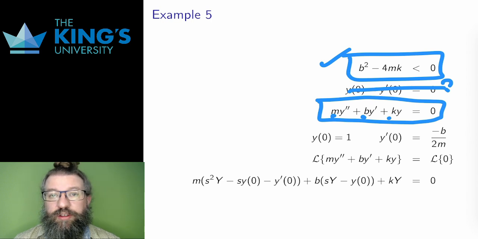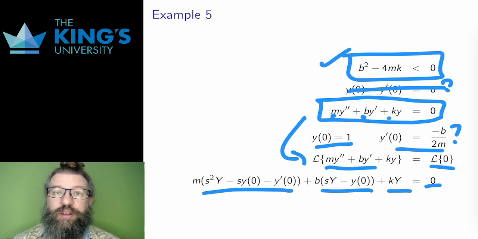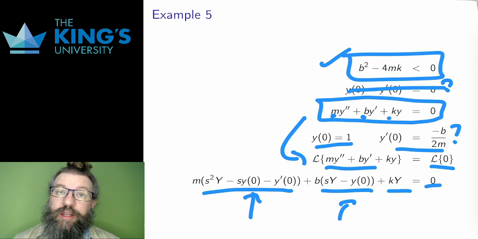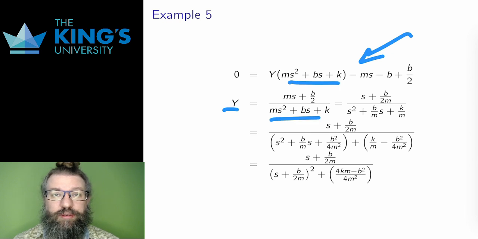But what if I actually change the initial conditions and have 1 and negative b over 2m? That's a bit of a strange setup, but work with it here to see what happens. I want to see if I can work this out in general with m, b, and k arbitrary to get a full description of harmonic motion. So I apply the Laplace transform, 0 goes to 0, the left side goes to these three terms, I fill in the initial conditions, and what I get out of that is this equation. I isolate capital Y, pulling it over, dividing by ms squared plus bs plus k, and I get this expression. I divide through by m to get this.